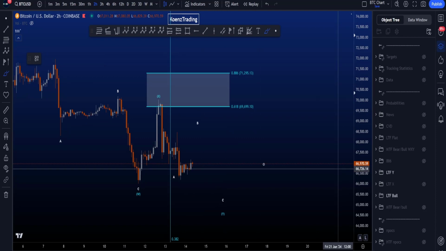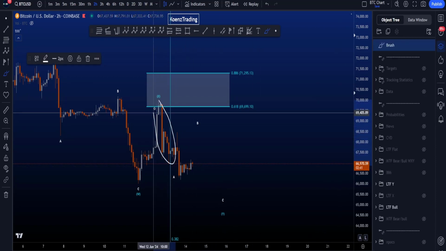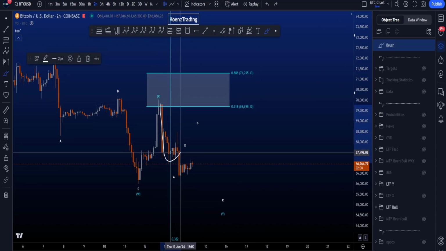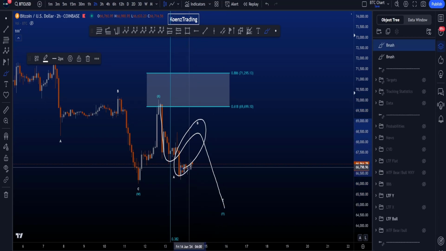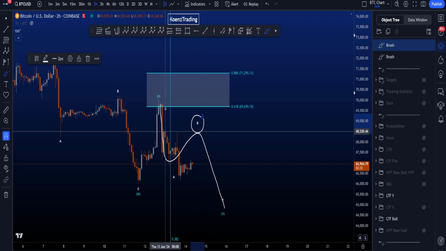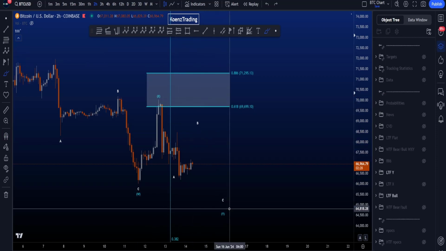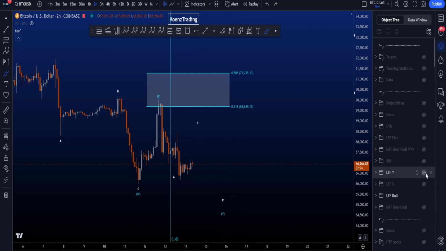If wave X is already finished, then this move to the downside could be counted as an impulse for a potential A, B and a wave C, where we can potentially expect then a bounce to the upside, but then label it as a wave B and not move all the way up to 70k before then a C to the downside for this wave Y.